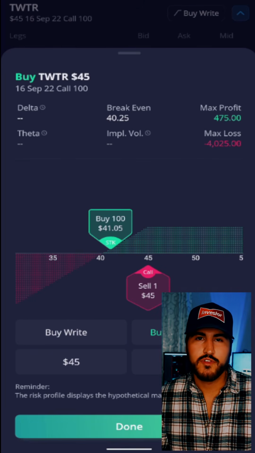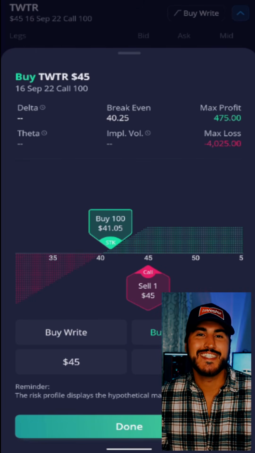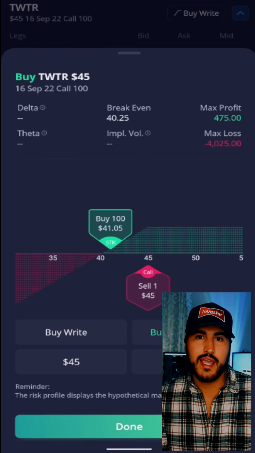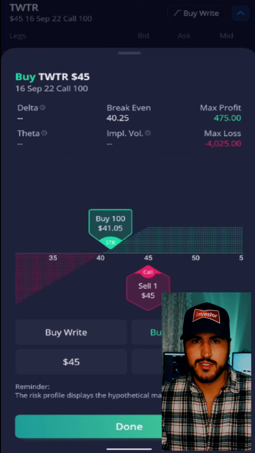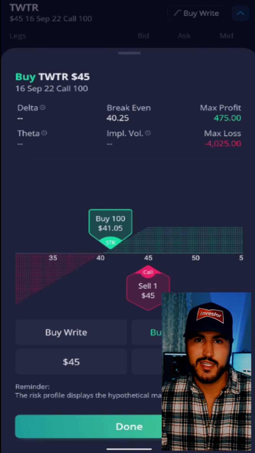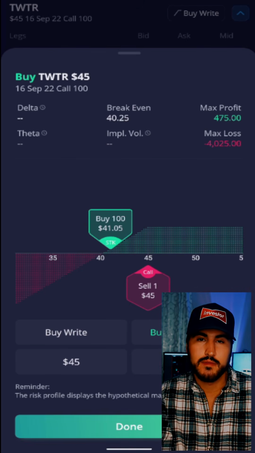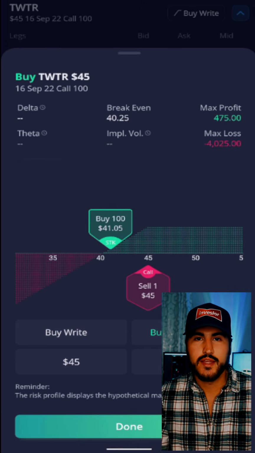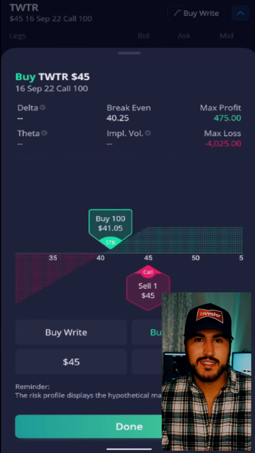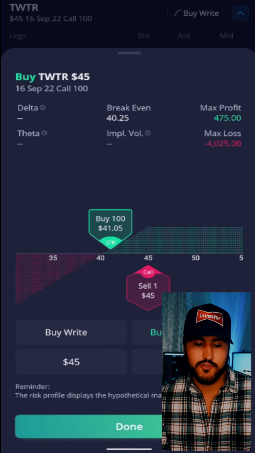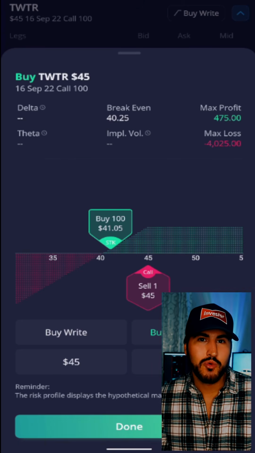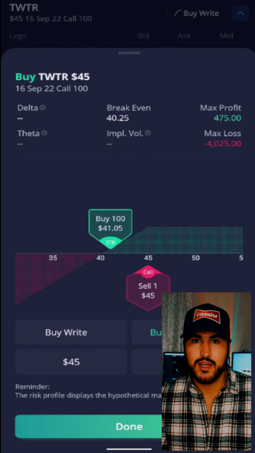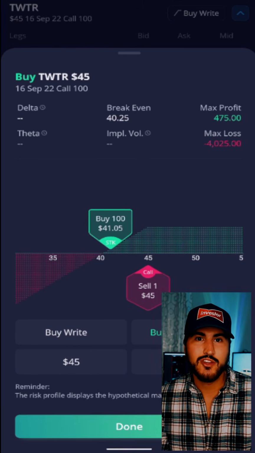How is max profit determined? Well, to be very simple with this, you're selling a $45 call option against it and you're buying the stock at about $41. So that's a $4 difference. That's the spread between the price that you bought the stock and the covered call. That's the max amount of profit. So in our case, it's 4 times 100, that's 400. But we also were given $75 to sell that contract. So that's how you get your max profit of $475.